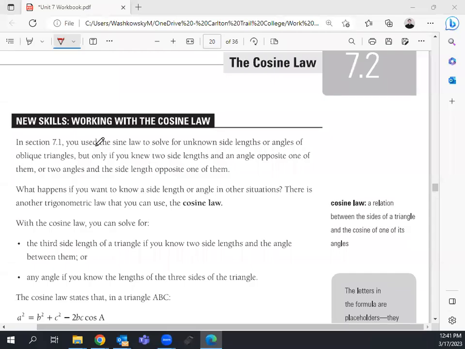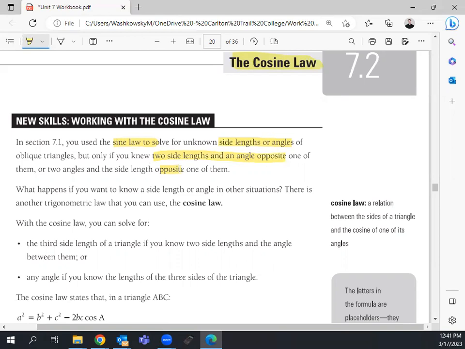So what we're focused on today is something called the cosine law. We've done the sine law, and now we're doing the cosine law. Before, we used the sine law when we had some side lengths or angles we didn't know. We could use that when we knew two side lengths and an angle opposite one of them, or two angles and a side length opposite one of them. It involves one of the angles or sides being opposite another one, right? Opposite is the key word there.